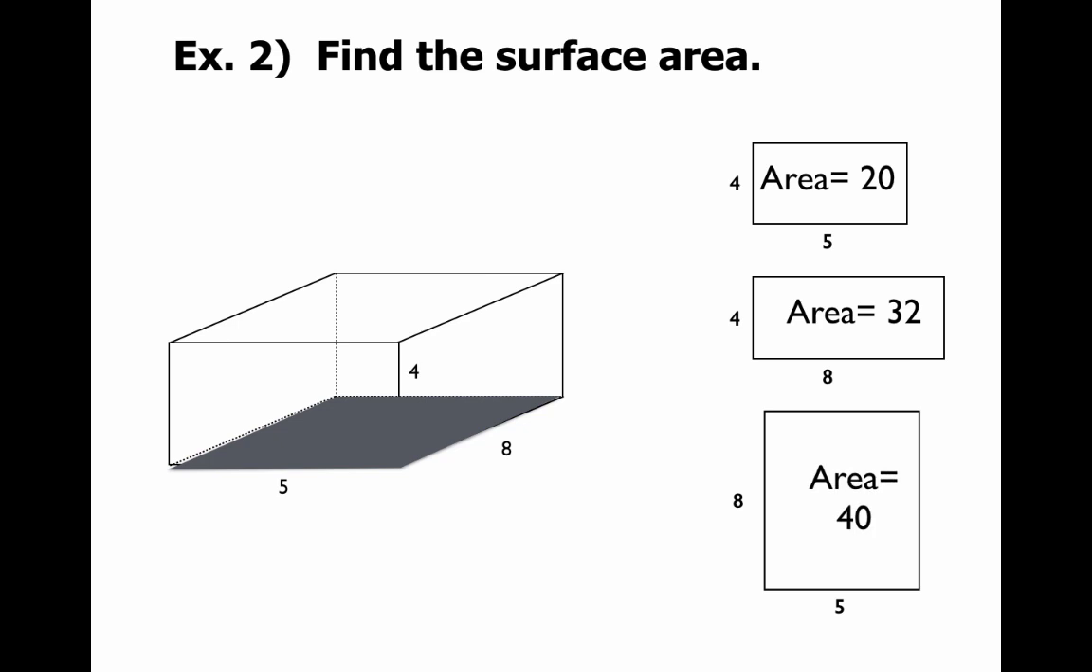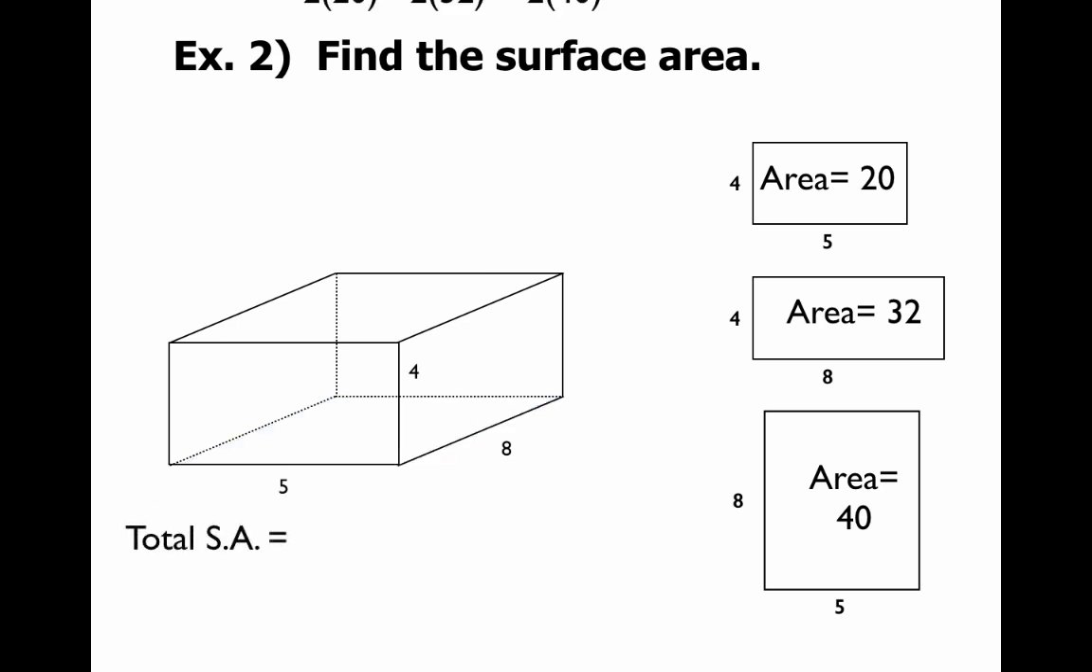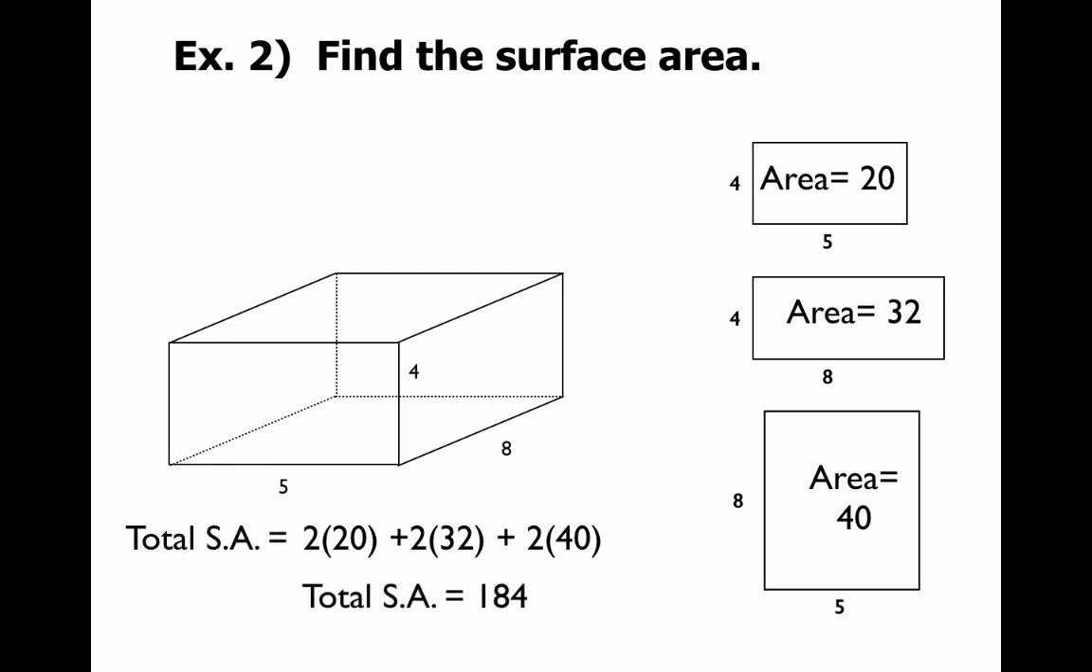So now we got the front, the side, and the bottom, which we know we're going to double. There's a front and a back, there's a left and a right, and there's a top and a bottom. So our total surface area of the whole entire object is 2 times the 20, plus 2 times the 32, plus 2 times the 40. There are 2 of each of those. I hope that's making sense when you're watching the video. But there's a front, there's a back, there's a left, there's a right, there's a top, there's a bottom. And then you just multiply and add all those up. And the total surface area for this object is 184.